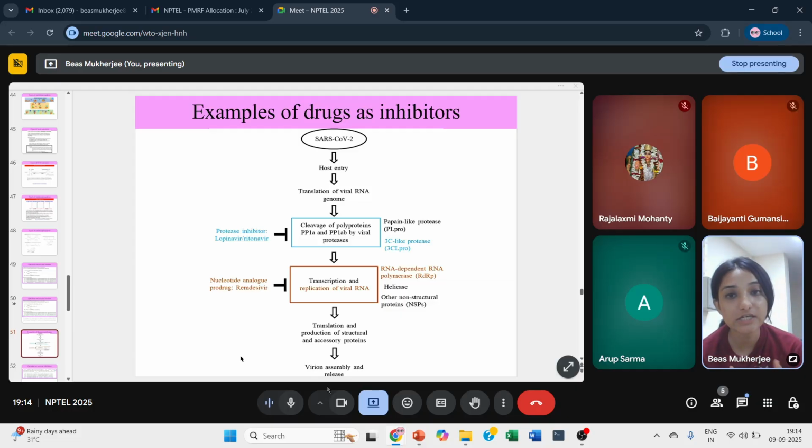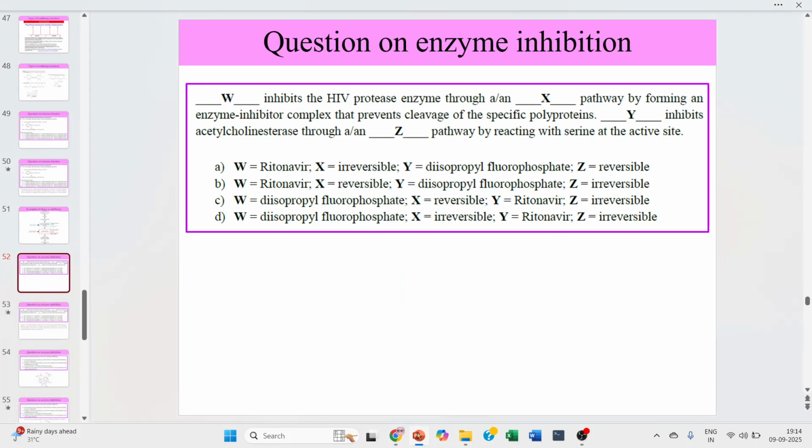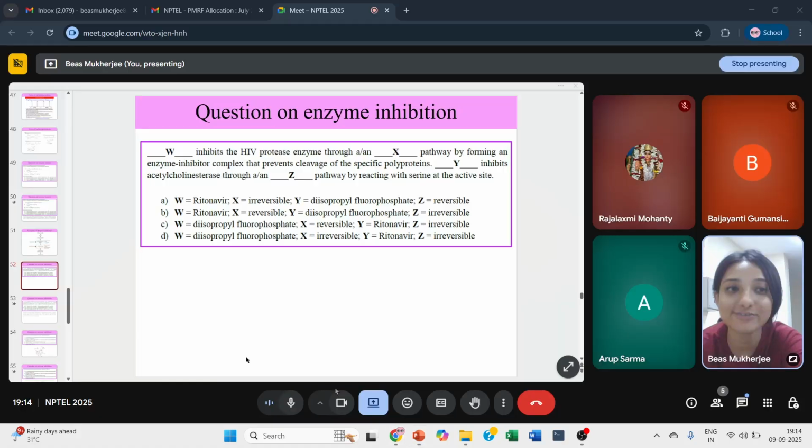Next, translation and production of structural and accessory proteins, viral assembly and release. This is basically the life cycle. In the life cycle, different drugs are targeted at different stages to ensure that it does not happen. Now, why are we suddenly discussing this? Because you have a question on this. Otherwise, why would we even discuss, right?